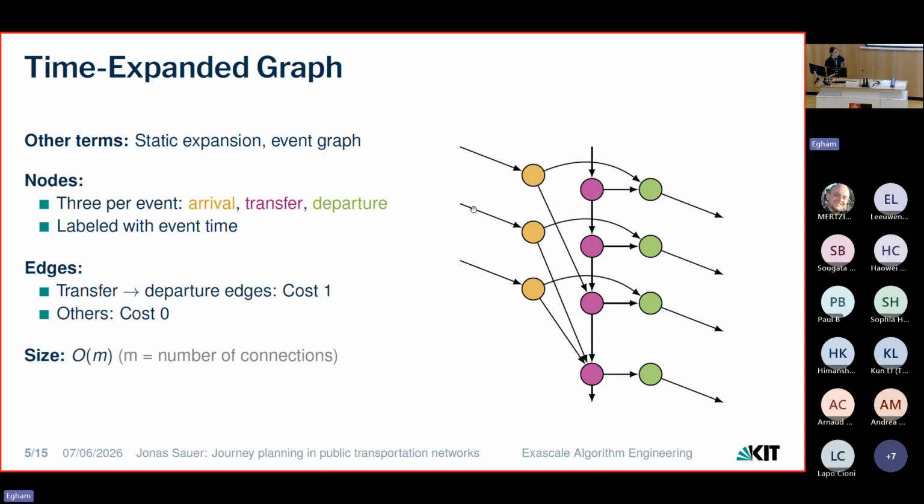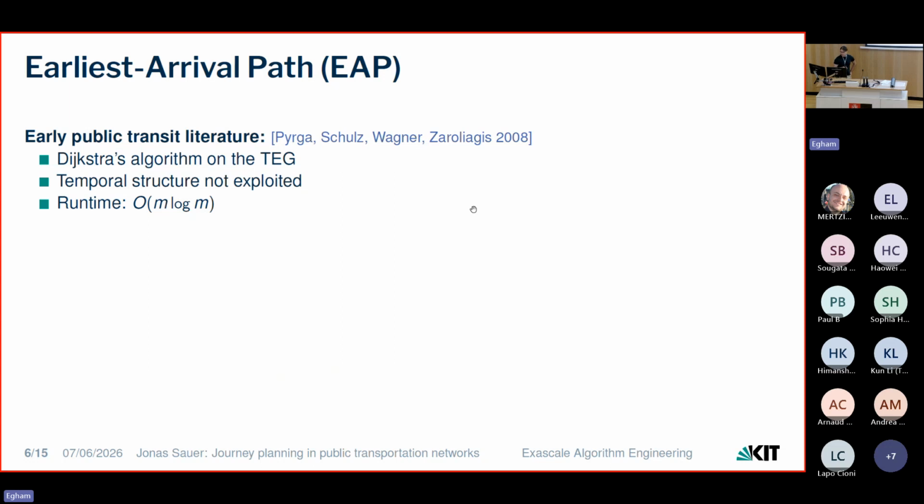All of these nodes are labeled with their event time. And then to represent the number of trips that you use, we can give costs to these edges. So all of the edges from transfer nodes to departure nodes will have cost 1 to represent that we've now entered an additional trip, and all the other ones have cost 0. This graph has size O(m), where m is the number of connections. And with that, let's start with a little warm-up.